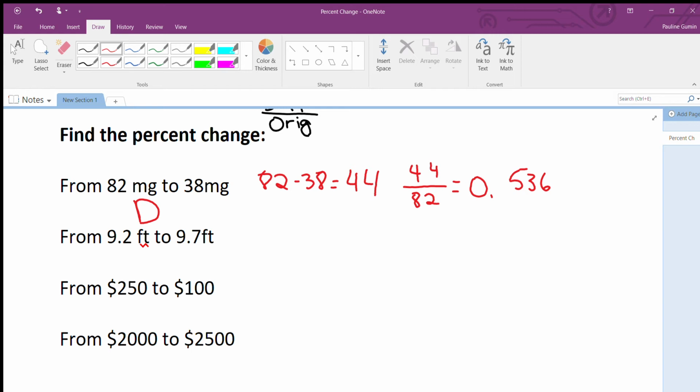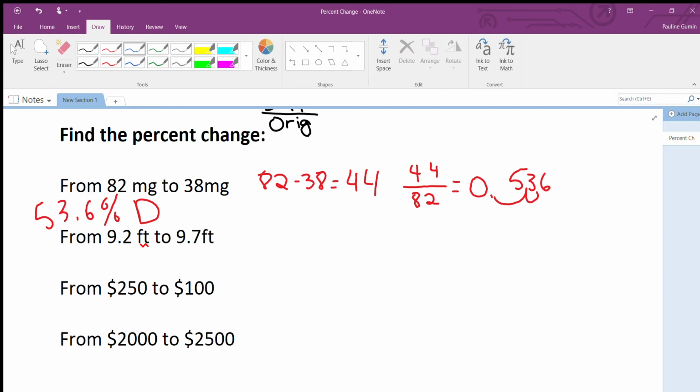Now, that's a decimal. It's not a percent. In order to turn this decimal into a percent, we're going to move the decimal twice to the right. So we have a 53.6% decrease.